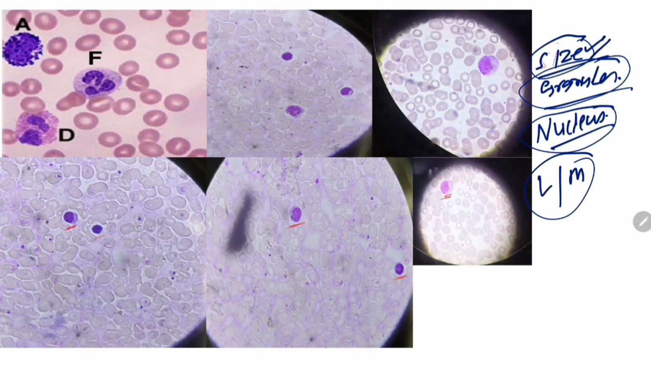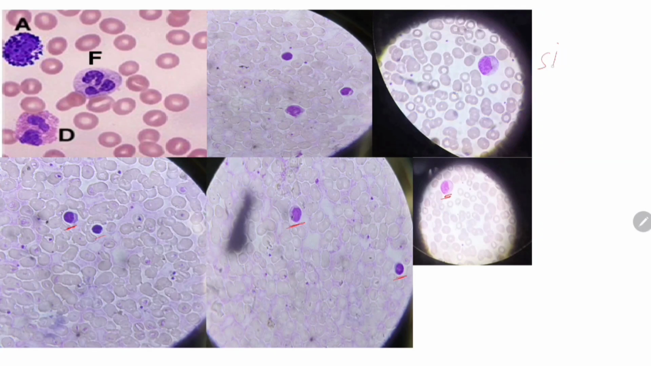Then nucleus and nucleus cytoplasm ratio. A small lymphocyte has a full nucleus, no cytoplasm. A large lymphocyte has 50% nucleus and cytoplasm is 20%. Obviously you have to consider the size of the cell and then nucleus, cytoplasm and granules, everything. And then the monocyte has nucleus 50% and cytoplasm 50%. Up to now I am 100% sure that you are clear with the lymphocyte and monocyte.